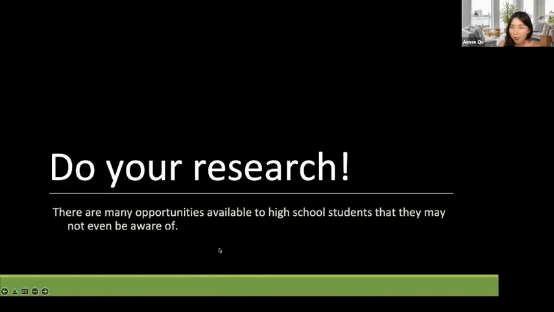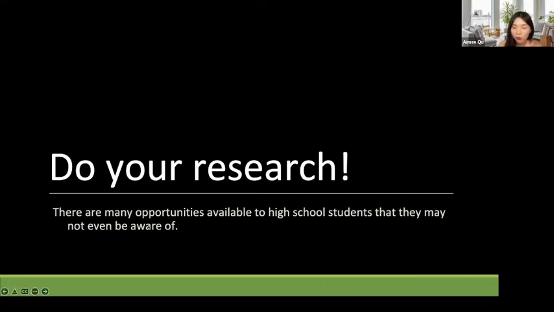The key thing is that you want to do your research, because what I find is that there are so many opportunities available to high school students, but especially for public school students, unless they are proactive, they will never even be aware of these opportunities in the first place. So it's up to the student or their counselor or whoever to look up the interest areas that students are interested in and to see what opportunities are available.